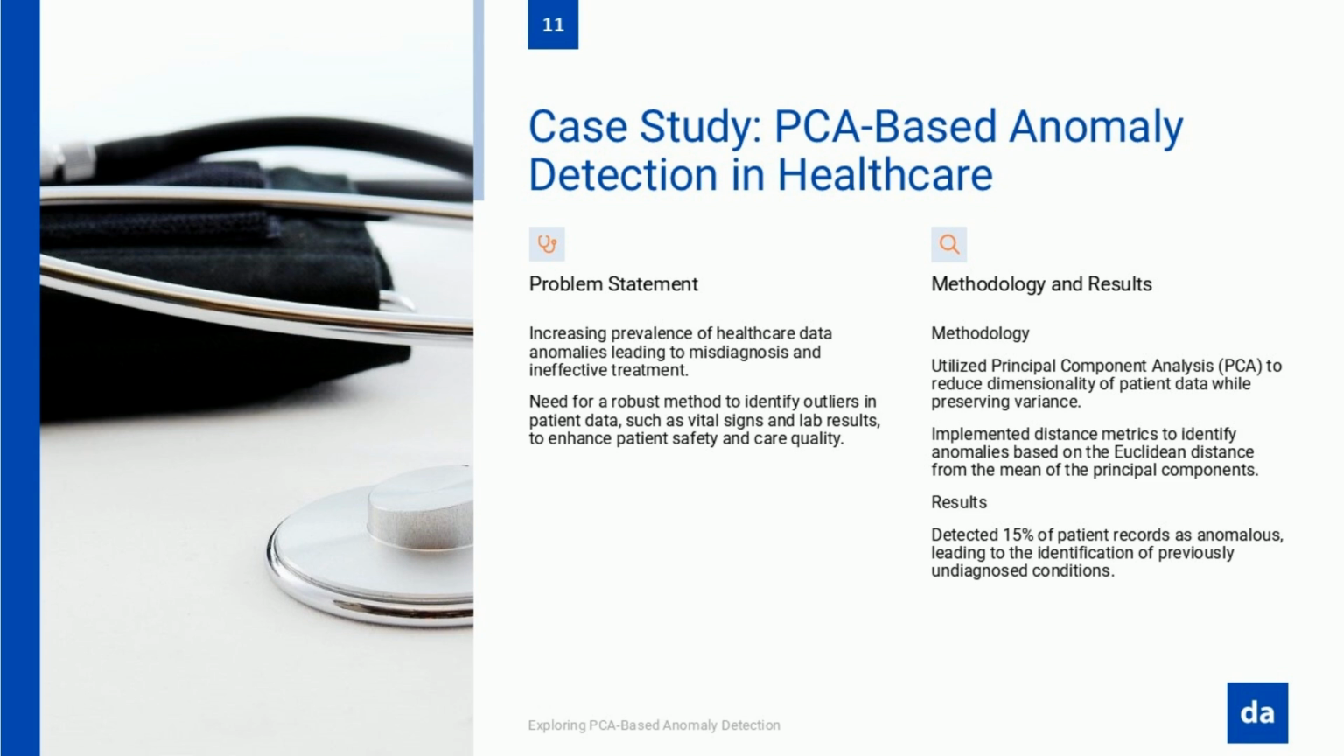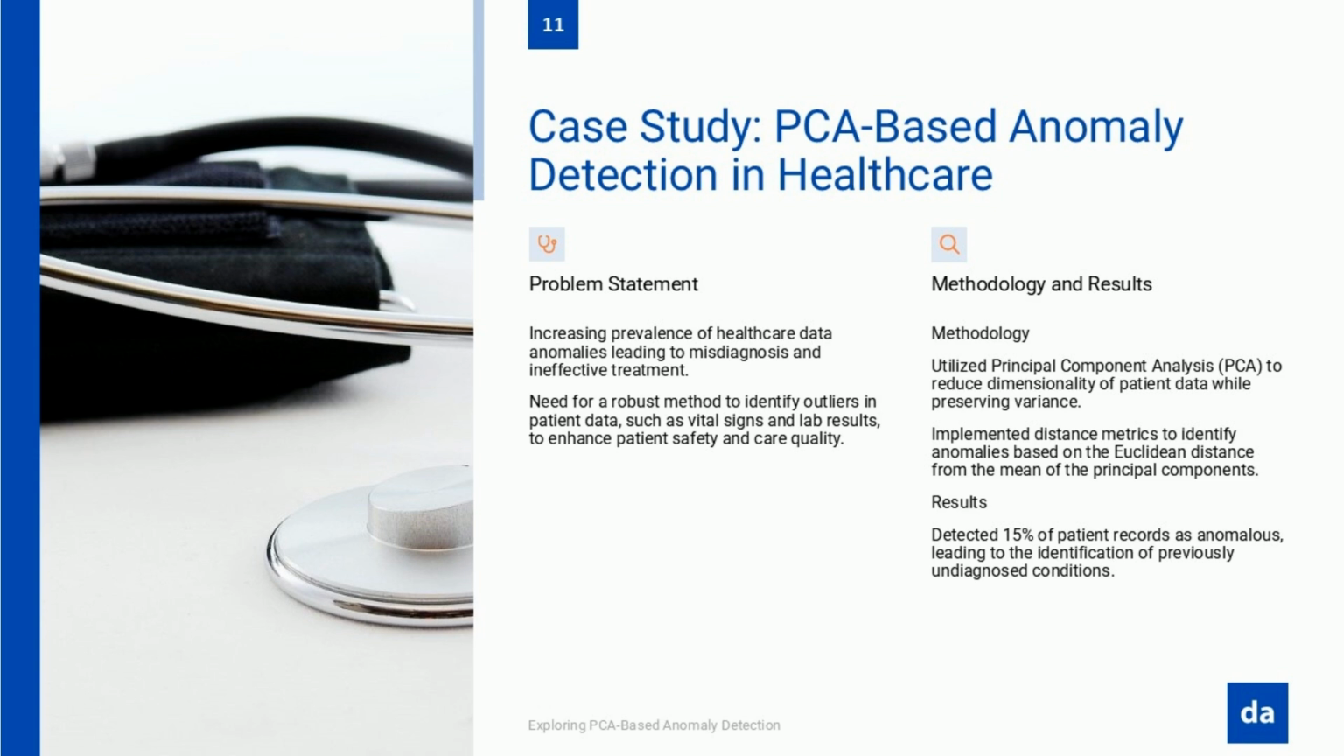After pre-processing and normalizing the data, PCA was applied to extract the most informative principal components, reducing the dataset while retaining over 95% of the variance. Once the data was projected onto these components, distance-based anomaly scoring such as Mahalanobis distance was used to flag patient records that deviated beyond the expected range. The results were compelling. PCA identified 15% of patient records as potentially anomalous, leading to the discovery of previously undiagnosed conditions such as early-stage diabetes, cardiac irregularities, and oxygen deficiencies.